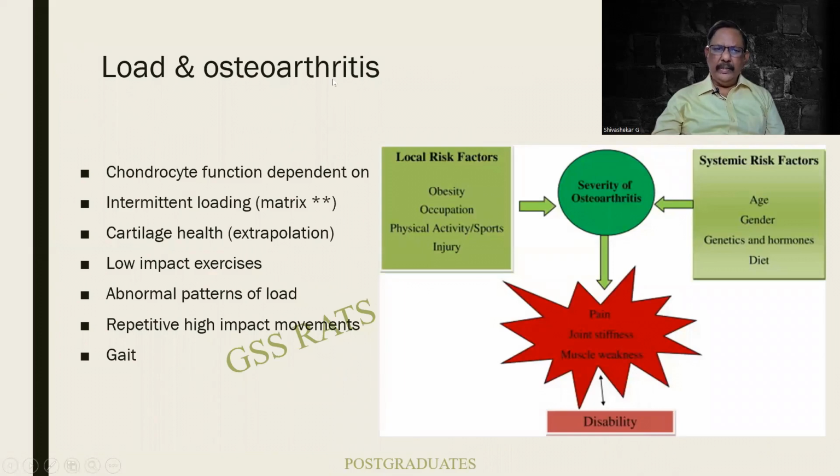Load and osteoarthritis. You find that the chondrocyte function is dependent on the intermittent loading of the matrix, cartilage health, and low impact exercises. When people with a high weight keep on jumping, you pay the penalty for it. Repetitive high impact movements. Also the type of gait that we are having. These are all the various local risk factors, systemic risk factors, and what can be the symptoms and the severity of osteoarthritis that is developing. Finally, there will be a disability.